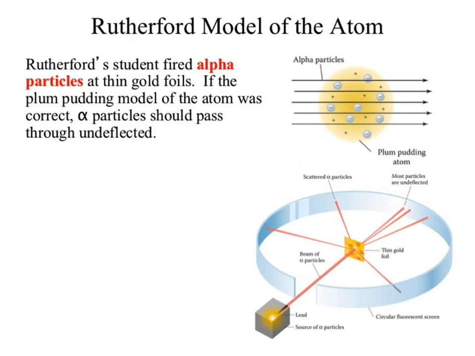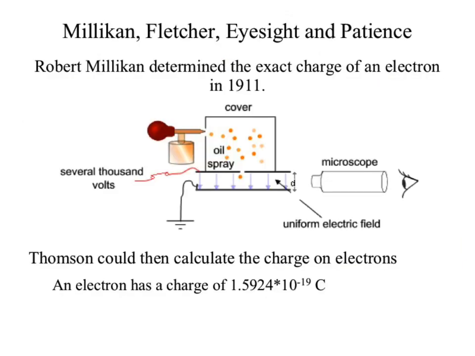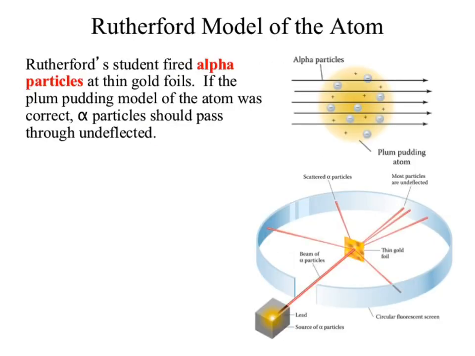After that, we move into Rutherford, and we get Rutherford's model of the atom. So Rutherford, see, this is an interesting parallel. On this last one, we said Millikan and Fletcher. On this next one, whose name do we see? Rutherford. And the very first sentence says, Rutherford's student. What was his name? Well, I don't know.